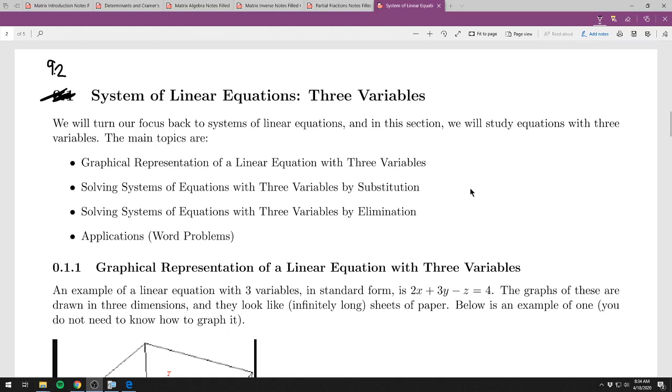Then we'll solve one with substitution, and to really emphasize elimination, we'll do two with elimination and also have a word problem at the end.